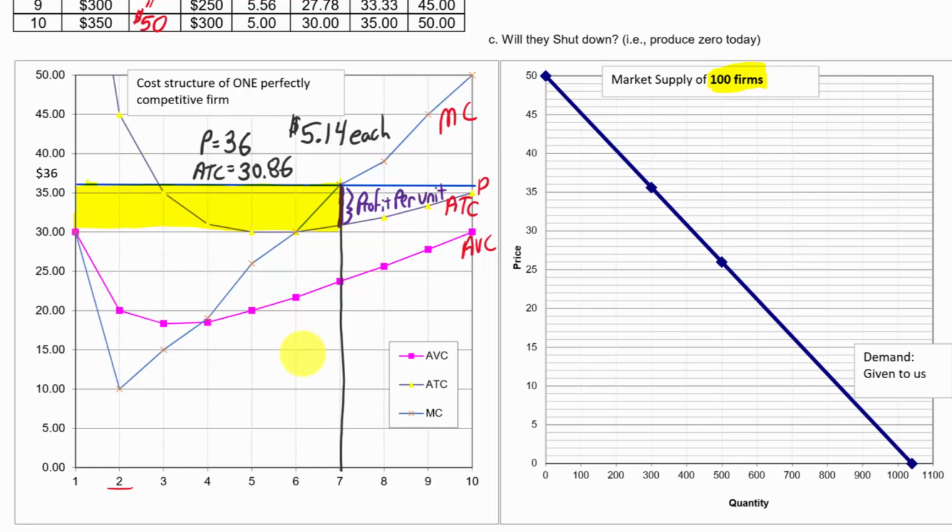Here's how you draw a supply curve. We ask the question, for each market price, how many units would this one firm want to produce, and multiply it by 100. Multiply the quantity by 100. Let me show you what I mean.